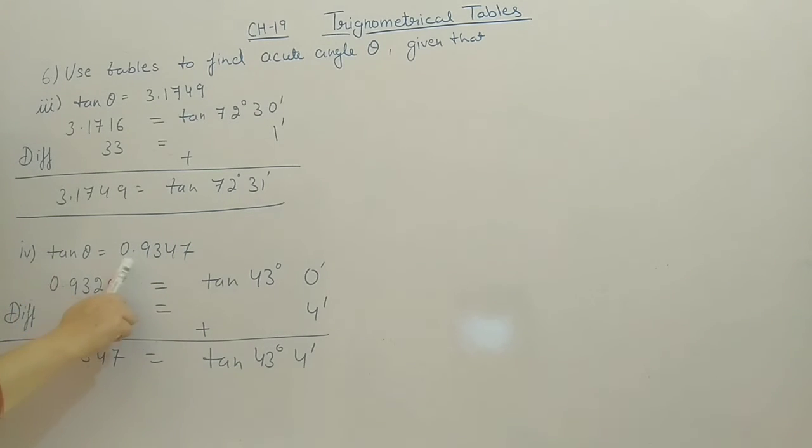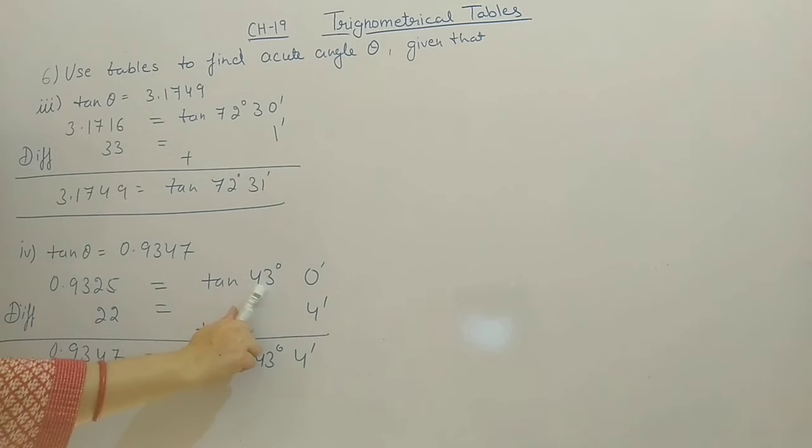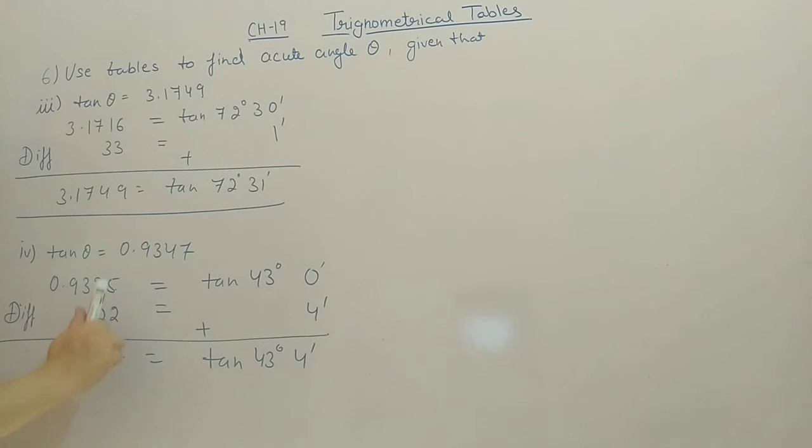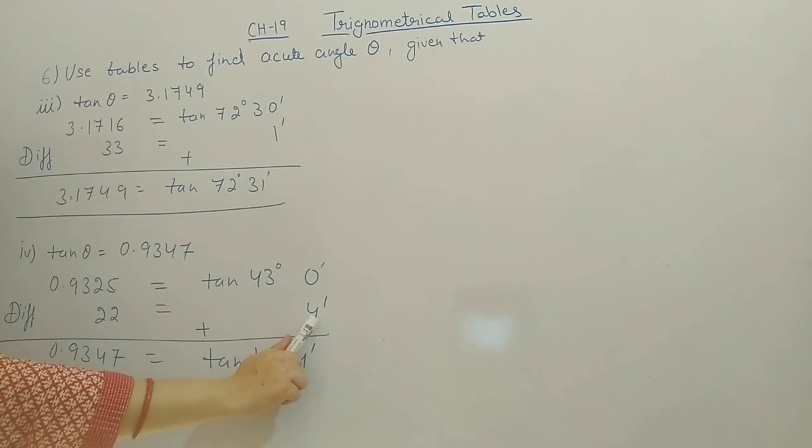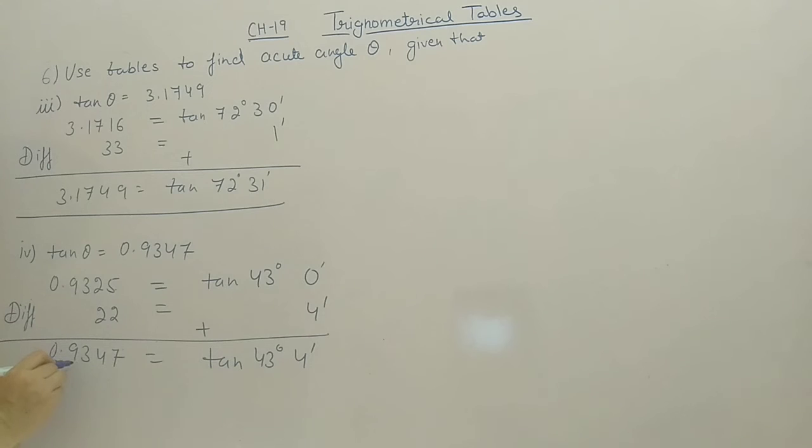Fourth part, tan theta is given 0.9347. The nearby value is 0.9325, which is equal to tan 43 degree 0 minute. The difference between 47 and 25 is 22. So for this 22, the angle difference is 4 minute. Therefore 0.9347 will be equal to tan 43 degree 4 minute.